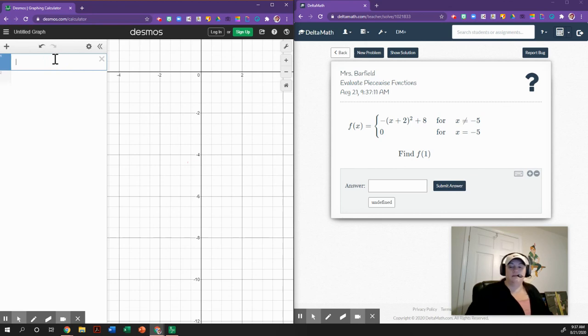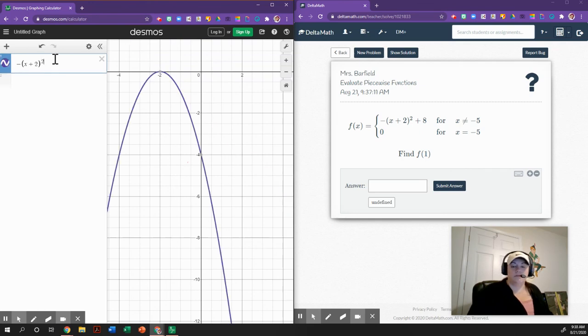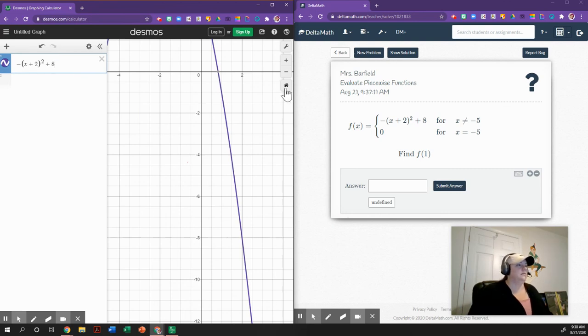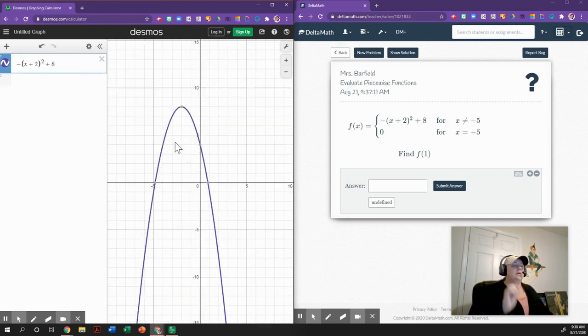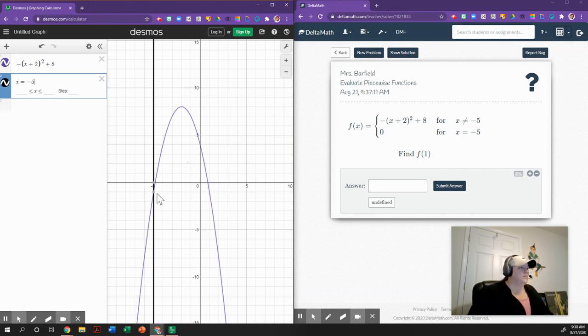So if I type it in, so negative parentheses x plus 2 parentheses squared plus 8. Okay, let's click home. All right, so there's my picture. But at x equals -5, so right here at x equals -5, okay, there's a hole. So if I draw x equals -5. Okay, so right here, this point, -5, -1, doesn't exist. Okay, there's a hole right there.